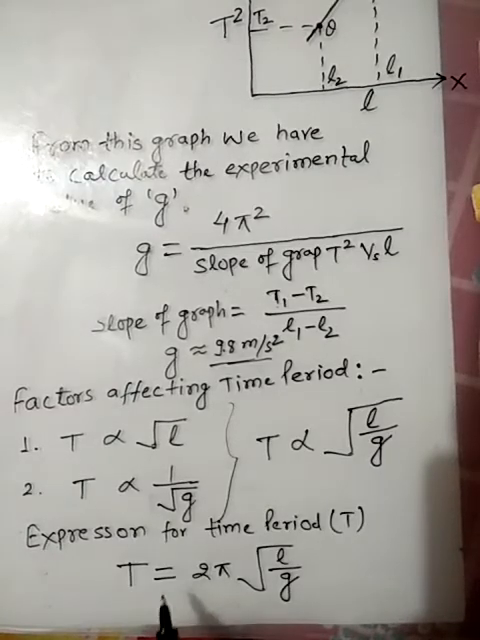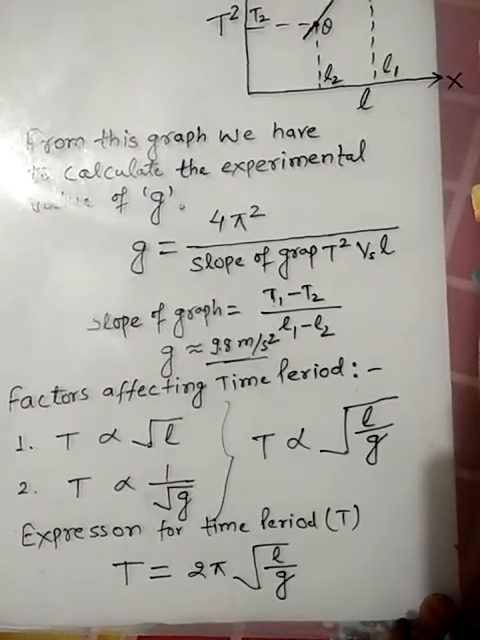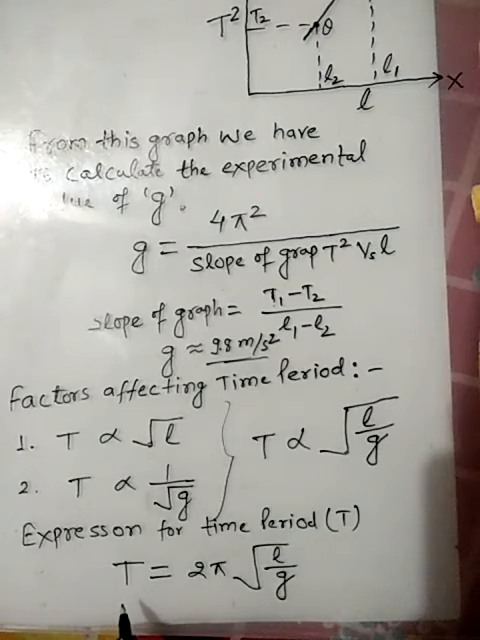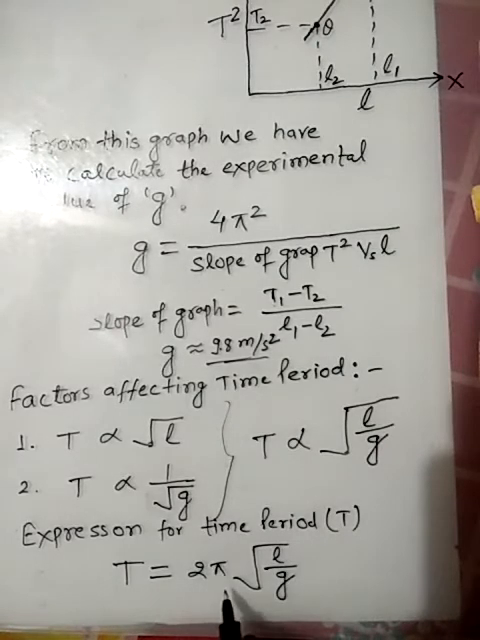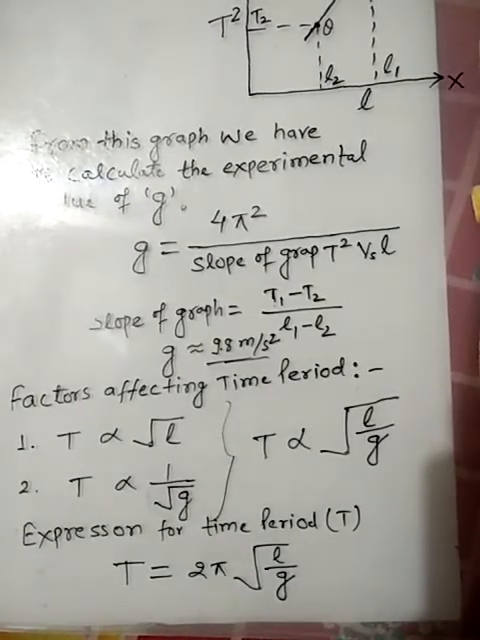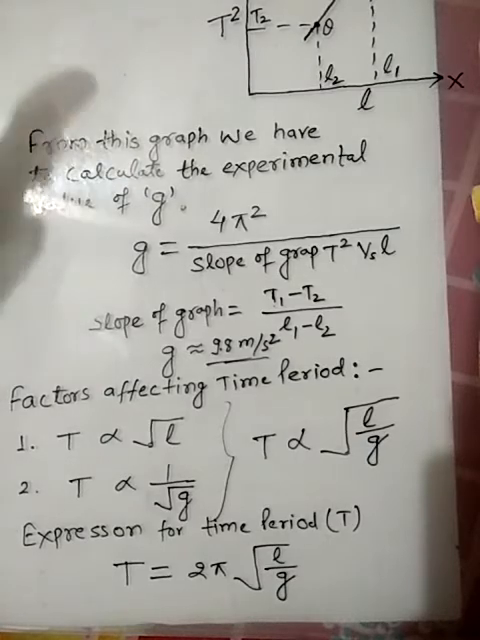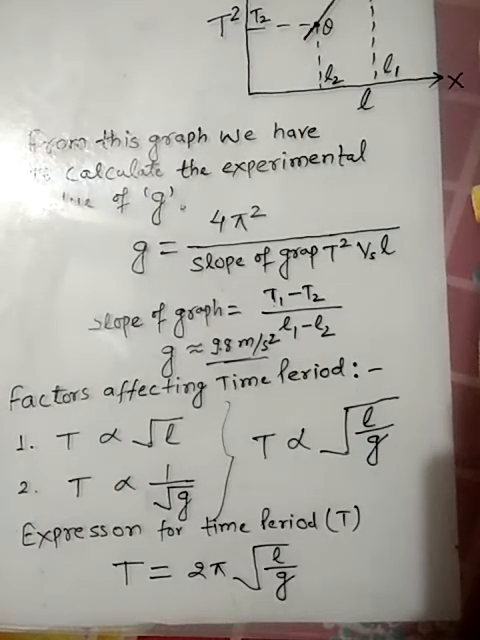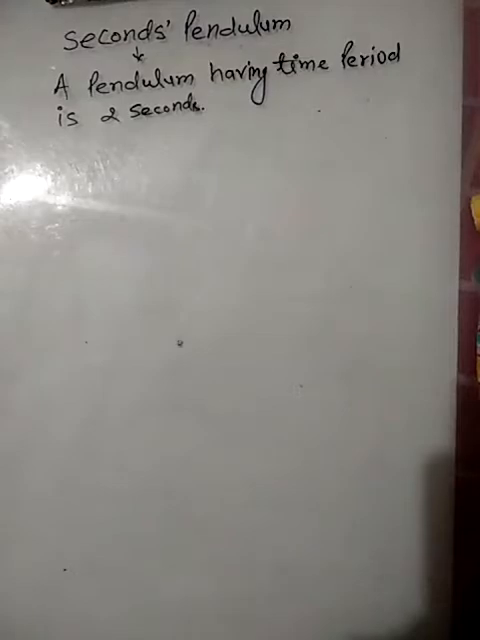Then we have found the final expression for the time period of oscillation, T equal to 2 pi root under L by g. Here 2 pi is constant and g is constant. g is constant for earth, which is equal to 9.8 meter per second square.